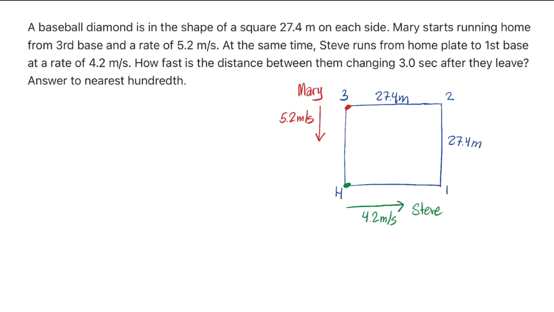Okay. And then we want to determine how fast the distance between them is changing 3 seconds after they leave. So let's imagine that after 3 seconds, Mary has reached this point right here, and Steve has reached this point right here. So the distance between them after 3 seconds will be this distance right here. We're going to call that distance Z.